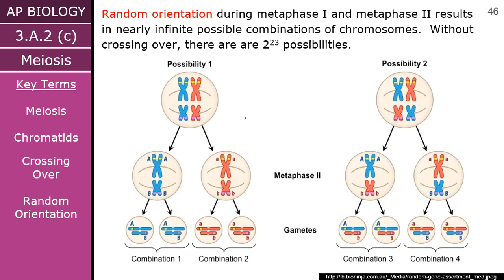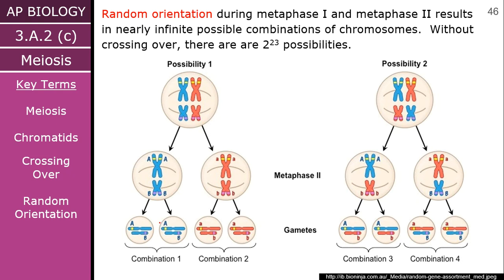But basically, even without crossing over, even if we didn't exchange any information, there are 2 to the 23rd different possibilities of chromosomes that you could have in your gametes, in your sex cells, which is something like 8,400,000 different possibilities. Okay. Or perhaps it's 8 billion. I don't remember. Bad at math in my head now. It's basically infinite.